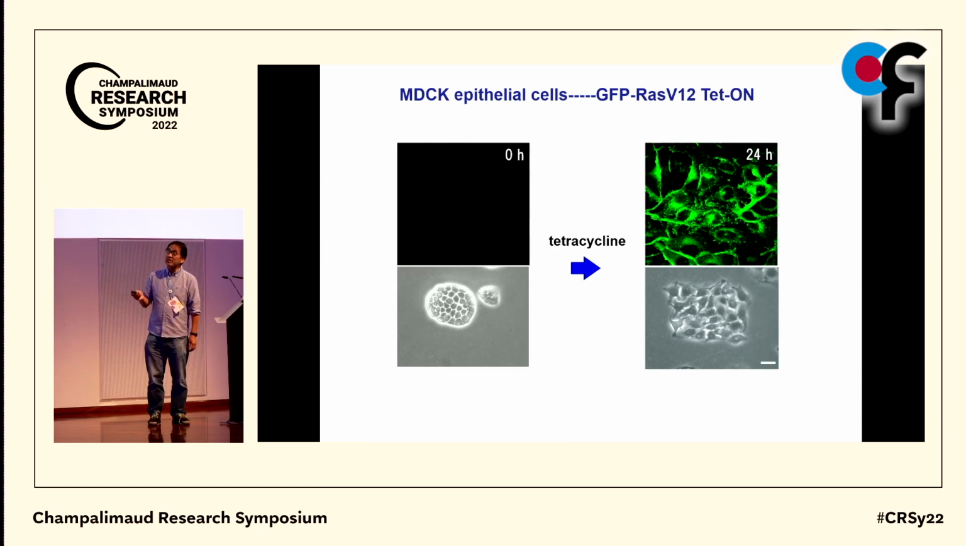But upon addition of tetracycline, after 2 or 3 hours, GFP-RAS-V12 expression starts to be seen, and after 24 hours, cells lose cell-cell contact and start to scatter like this. So in this culture system, by addition of tetracycline, we could induce such a transformation phenotype. Then, by using this cell culture system, we designed the experiment as follows.